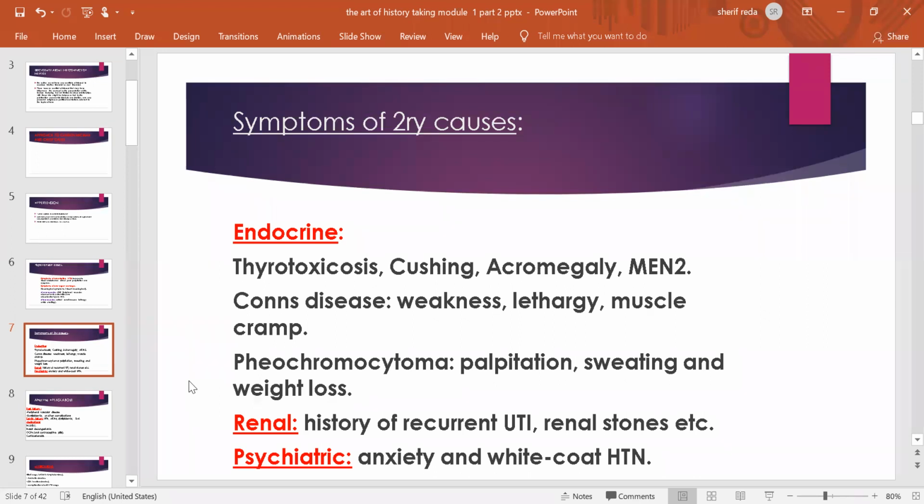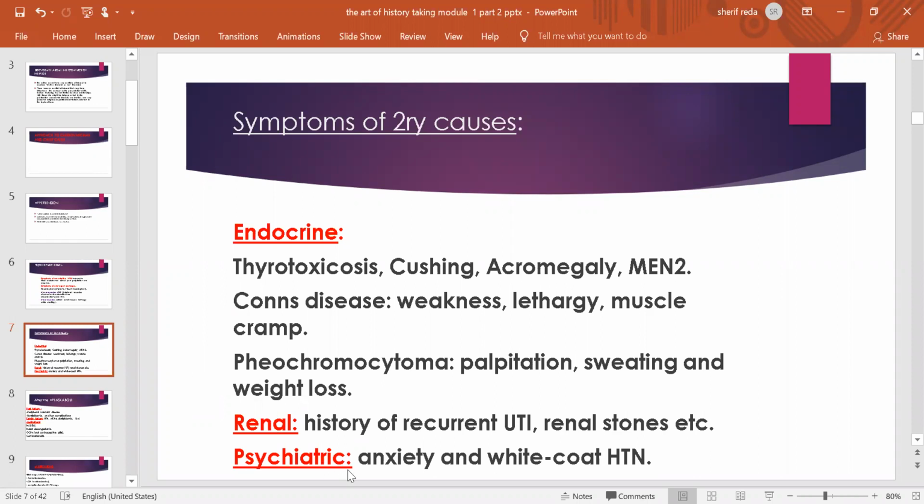In the systems related, in a young patient, definitely the endocrine causes of hypertension and the renal causes of hypertension have the priority in such a case. So you have to start by asking about the endocrine symptoms of thyrotoxicosis, Cushing syndrome, acromegaly, MEN type 2, and Conn's disease, with weakness, lethargy, muscle cramps, and pheochromocytoma, like palpitation, sweating, and weight loss. And you will ask about renal symptoms, like history of recurrent UTI, renal stones, and also, as I told you, puffiness of the face, frothy urine, decrease in urine volume, and so on.